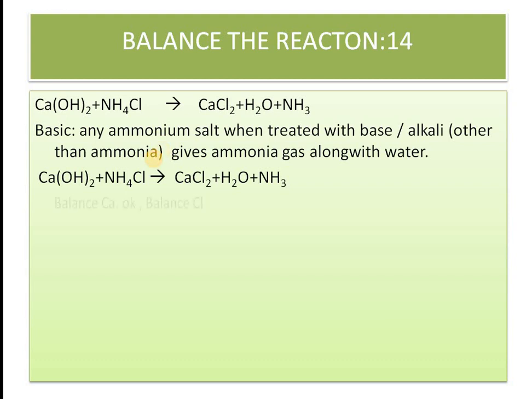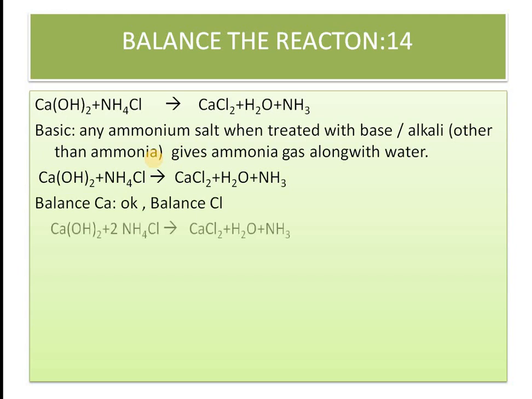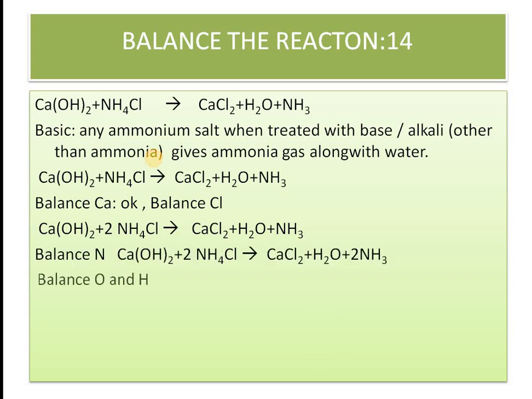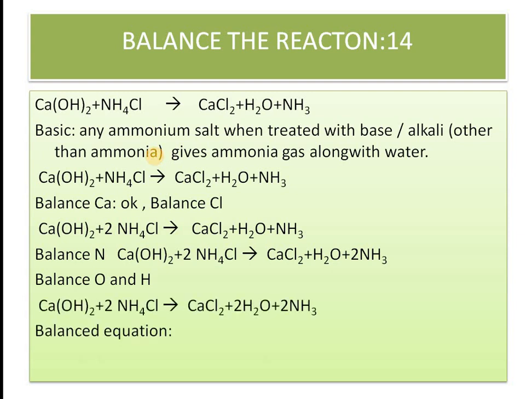Now the products are given. If the products are not given, how to solve? This is how you have to solve the balanced equation. This is a metal ammonium salt reacted with a base or alkali giving rise to salt, water and ammonia. First we checked calcium, then chlorine, then nitrogen and ammonium, and ultimately we got the balanced chemical equation. Oxygen and hydrogen we always do at the last.